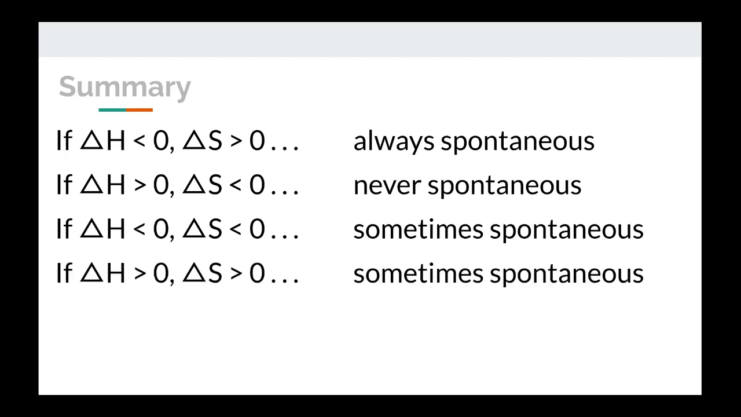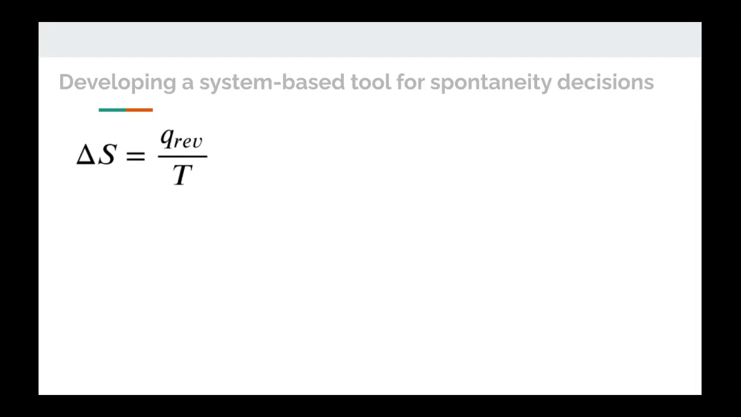And also, if it's an endothermic reaction where the entropy also increases, those are going to be sometimes spontaneous because the two driving forces, entropy change and enthalpy change, are in conflict with each other. So we need a tool for dealing with these sometimes situations. These are easy to evaluate, but we need to think a little bit more about these two cases. So let's develop a system-based tool for spontaneity decisions. We're going to start out with this idea that the entropy change for either system or surroundings is equal to the reversible energy change through heating divided by temperature.